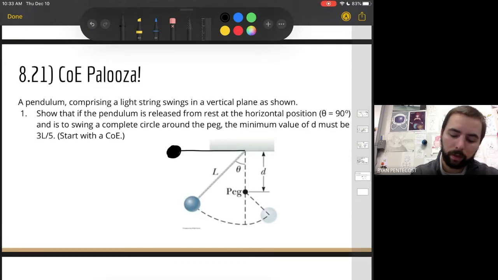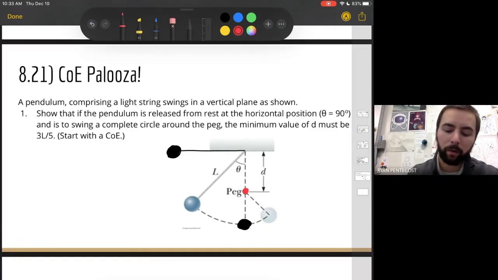So look, it's going to come down here, and then it will convert all of its potential energy to kinetic down here. Then it's going to encounter this peg. That peg right there is going to cause it to spin with a new radius. Instead of length L, it will have a new radius. If it's going to swing a complete circle around the peg, the minimum value of D must be 3L divided by 5. And we must show that that is true. So this is going to be tough.